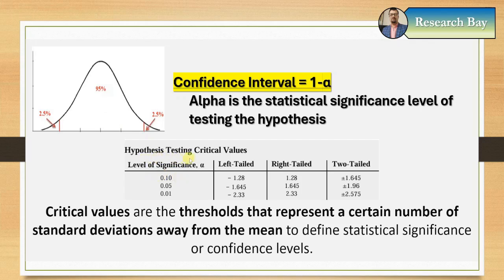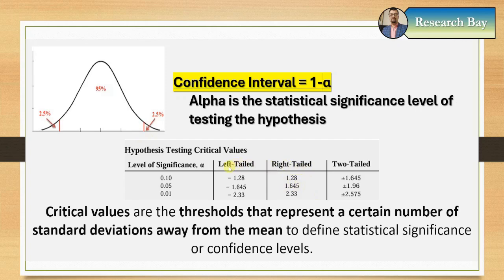Now, what is this hypothesis testing critical values? You see here level of significance, as I told you, 0.10, 0.05 and 0.01. So if we are talking about 0.05 significance level, the confidence interval will be 95%, and for a left tail test, the value will be minus 1.645. So you see here, at this point it will be minus 1.645 and at this point it will be 1.645 for the right tail test. What does it mean?